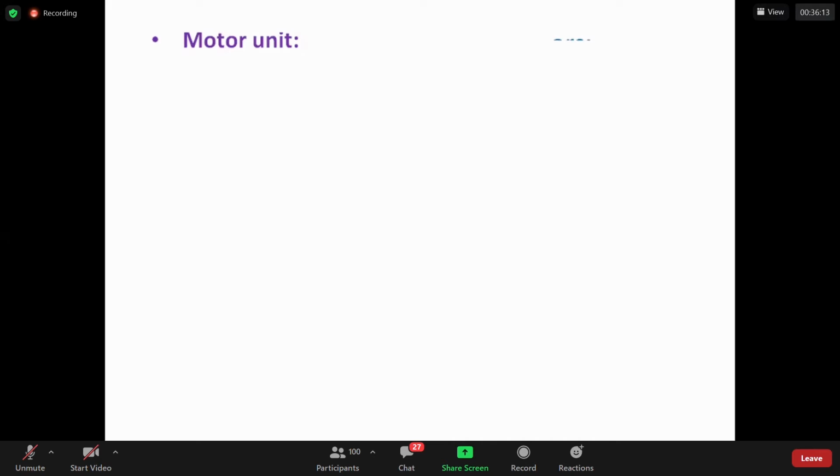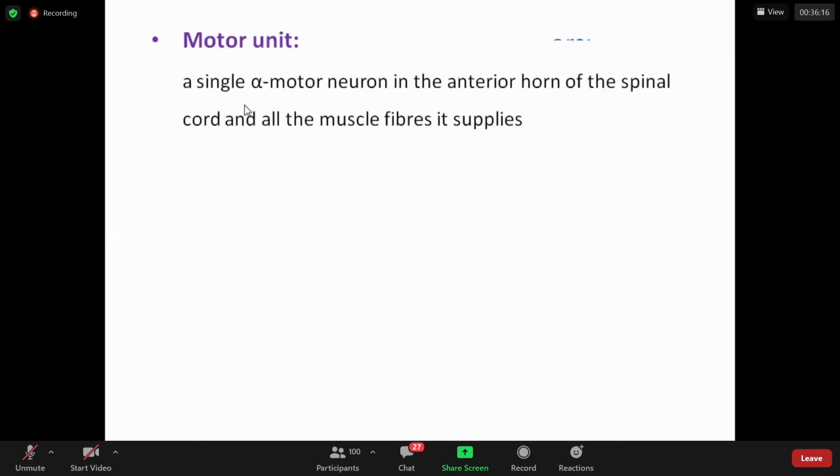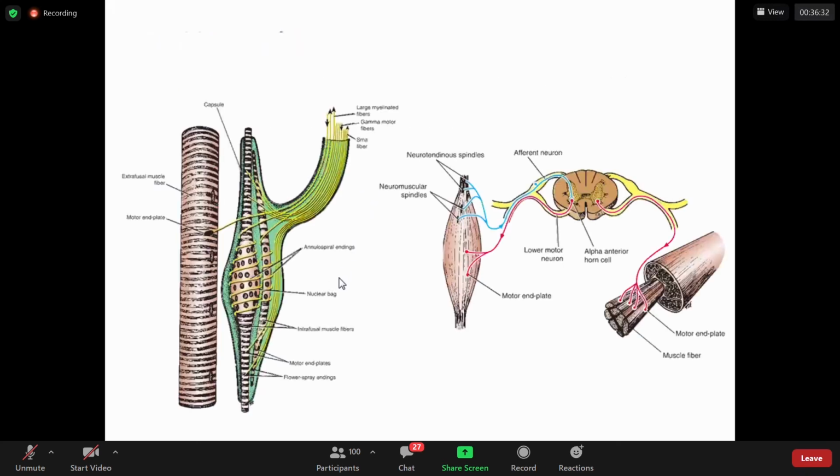46, very good, absolutely the right answer. A single alpha motor neuron in the anterior horn cell, the anterior horn of the spinal cord, and all the muscle fibers it supplies. This is the complete answer: a single alpha motor neuron.